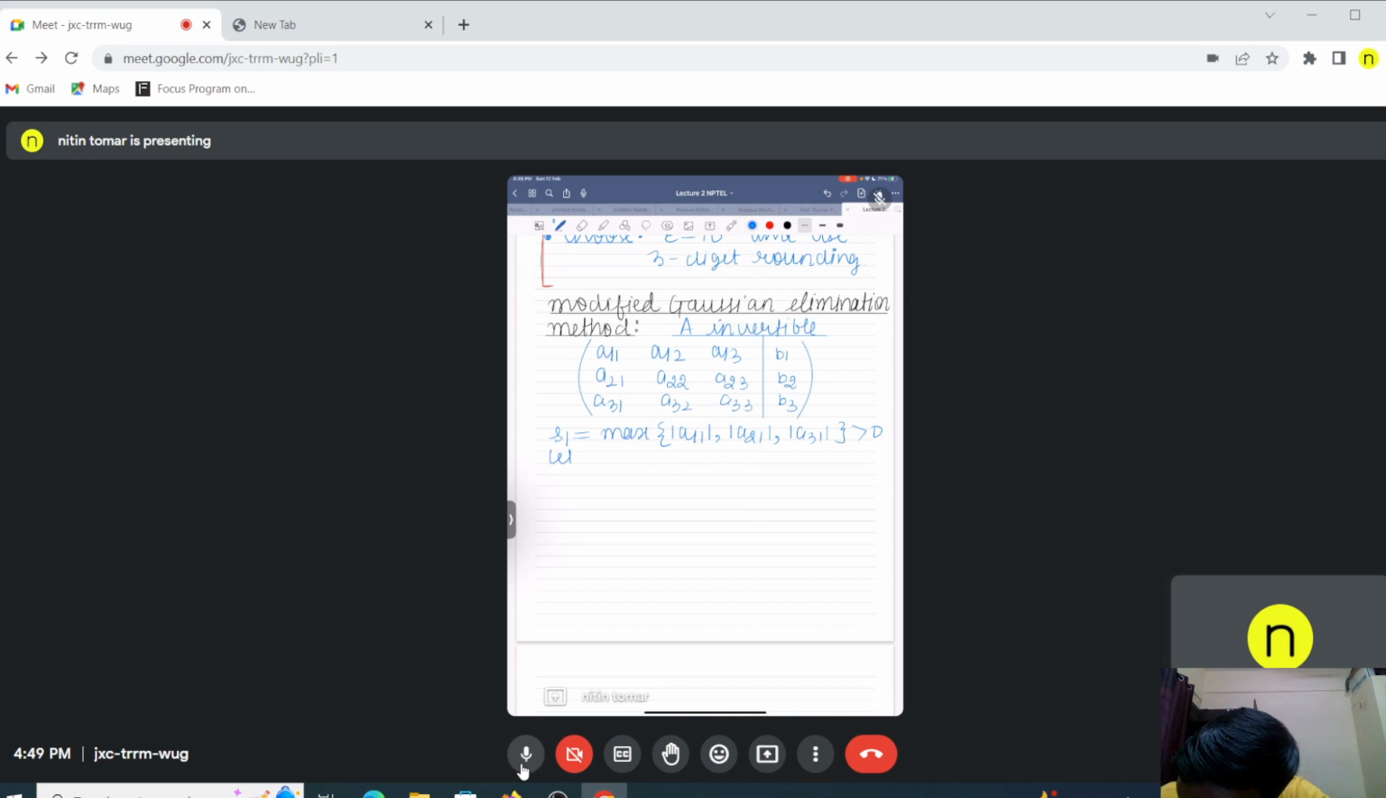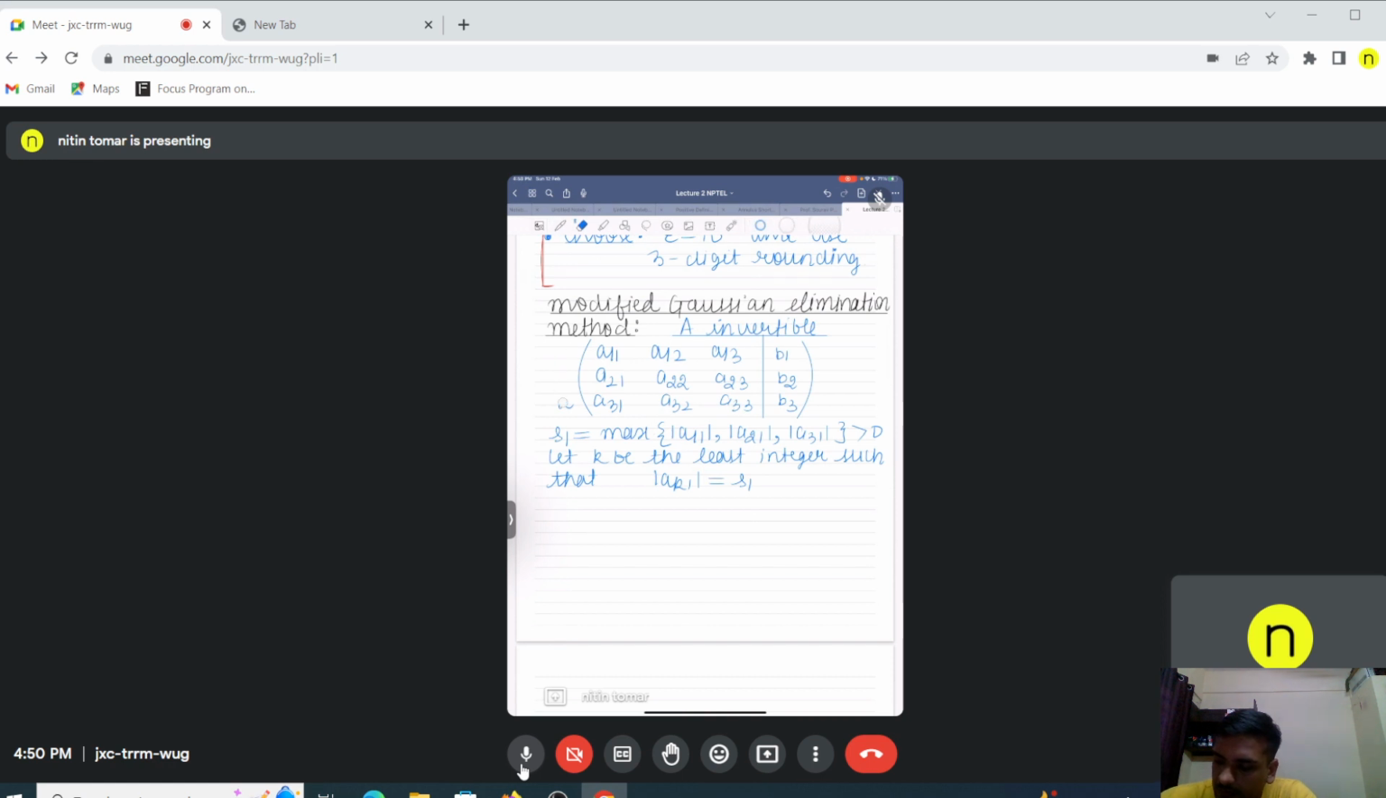So let k be the least integer such that mod of ak1 is S1. For example, if the first column is this, what should be your S1? It should be mod a21, right?